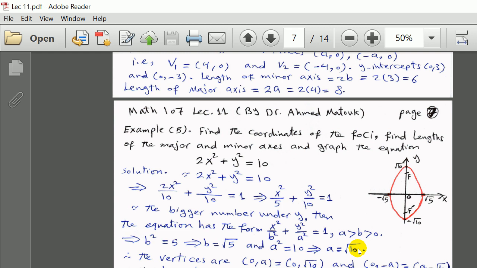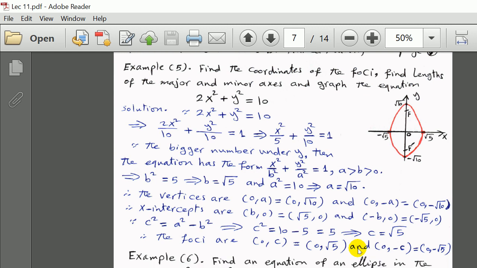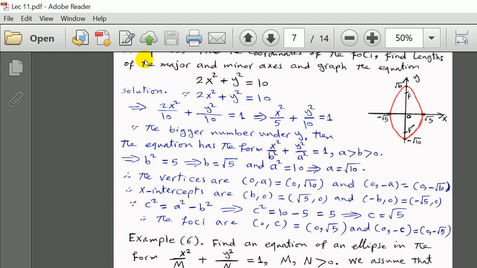Another example says find the coordinates of the foci and the lengths of the major and minor axis and sketch the graph of the following equation. This equation is 2x squared plus y squared equals 10. This equation looks like an ellipse but not in standard form. So we need to make this 10 into 1 to put the equation in standard form. So we divide all parts of this equation by 10. This implies that x squared over 5 plus y squared over 10 equals 10 over 10, that is, equals 1. Look, the bigger now is 10, 10 is bigger than 5, under y. So this is an equation of an ellipse in the second case.